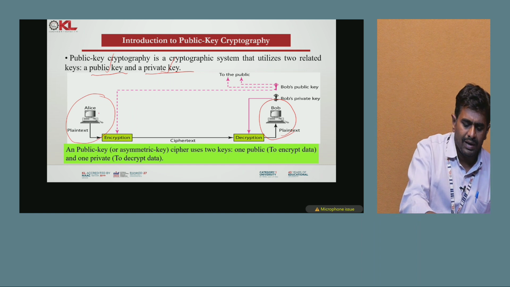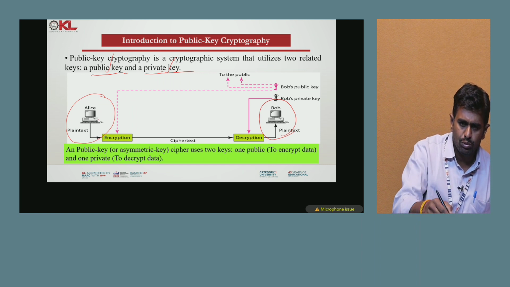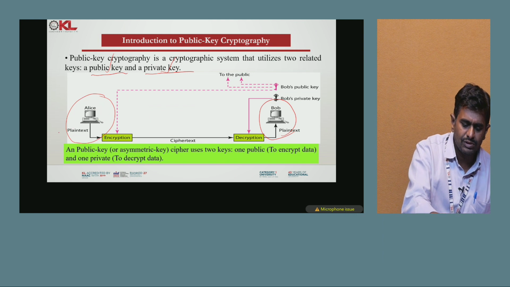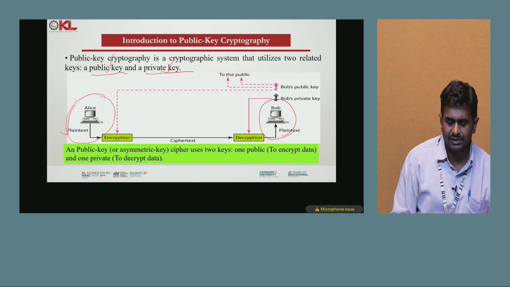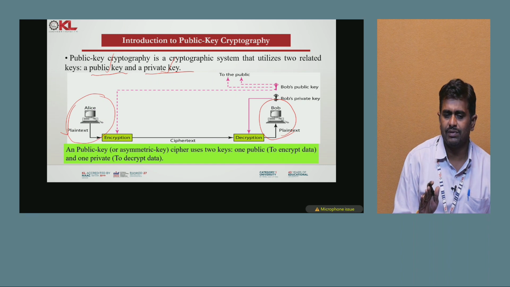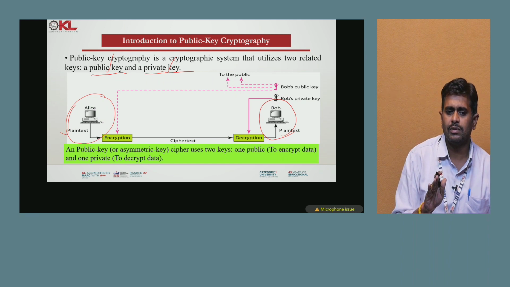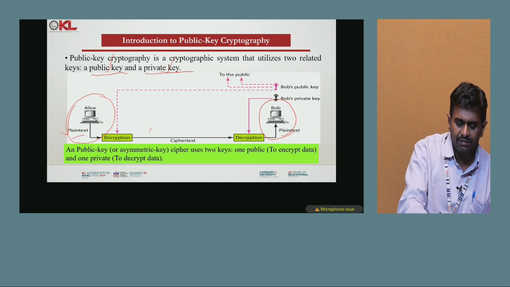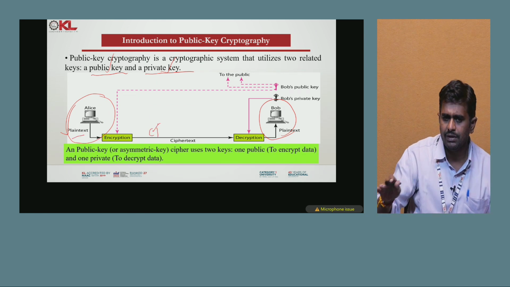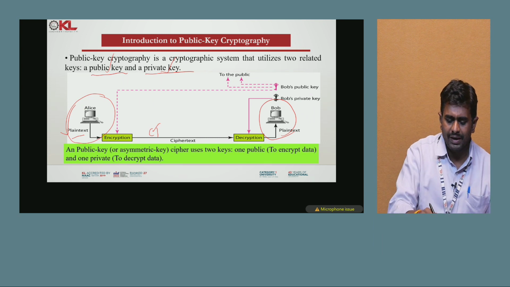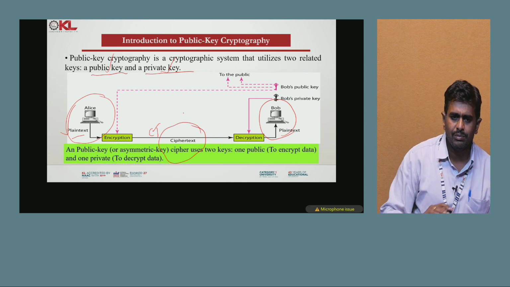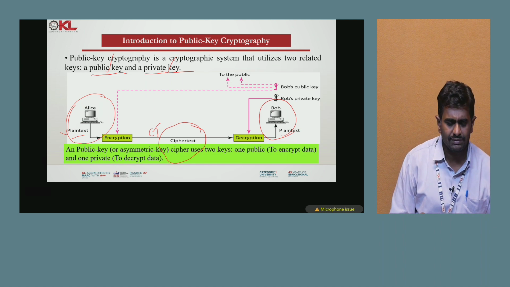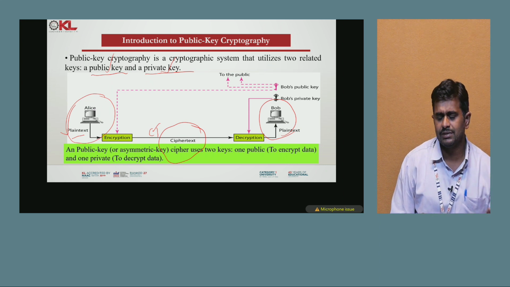So Alice wants to send one message to Bob. This original message is plain text. Before transferring this message, first we need to do one thing. This plain text is converted into ciphertext. Then only this ciphertext is transferred through the network. This is the network in the middle. Through the internet we can transfer this ciphertext. So we don't send the original message. Instead of the original message we send this ciphertext.